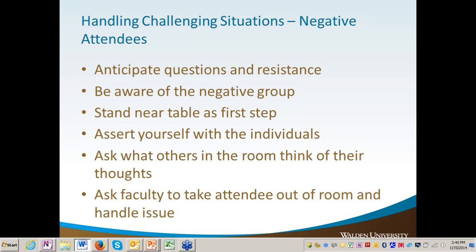If they're just continuing to be negative, what you may want to do is ask a faculty member to take them out of the room and handle the issue. So you could say, for example, so-and-so seems to have some concerns about this. Dr. Smith, would you maybe have a discussion with her in the hallway about this so that she can get her question addressed and we can continue on with the session. That way, whatever is going on with them, you can handle that situation and it doesn't take away from the larger presentation. Cheryl, did you want to say something there?